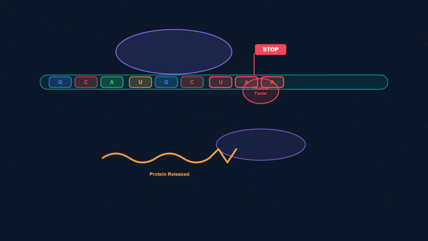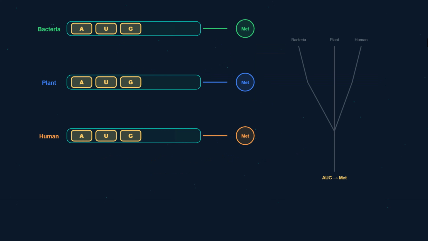The genetic code is nearly universal. The same codons code for the same amino acids in bacteria, plants, and humans. This is one of the most profound pieces of evidence for common ancestry.